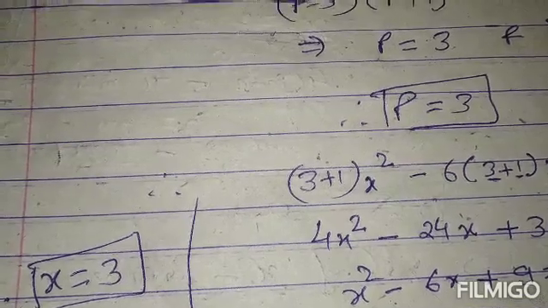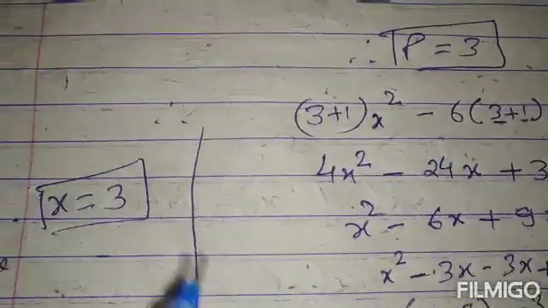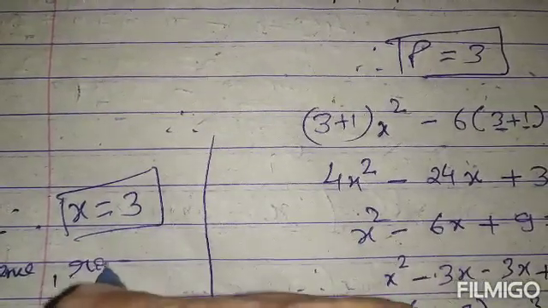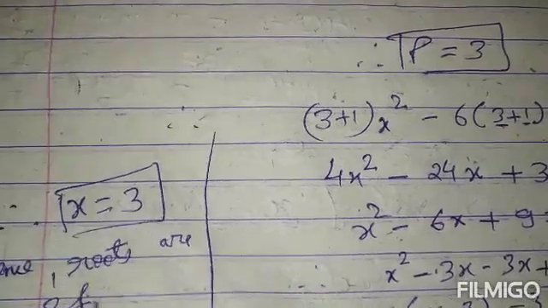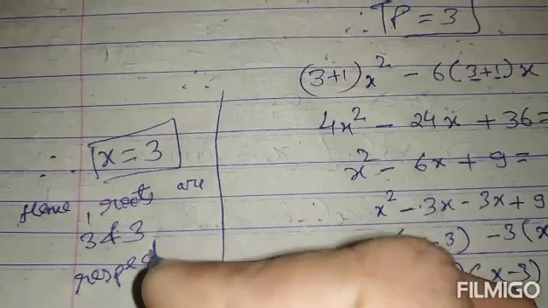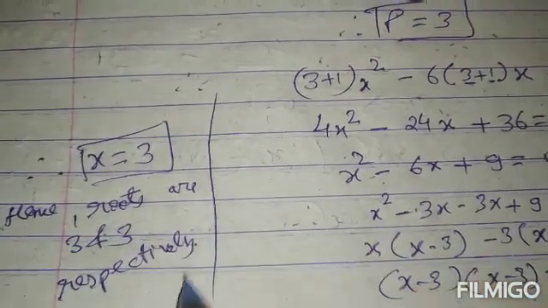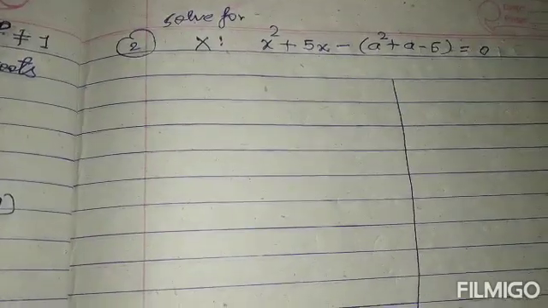Hence the roots are 3 and 3 respectively. I think it is clear to all.